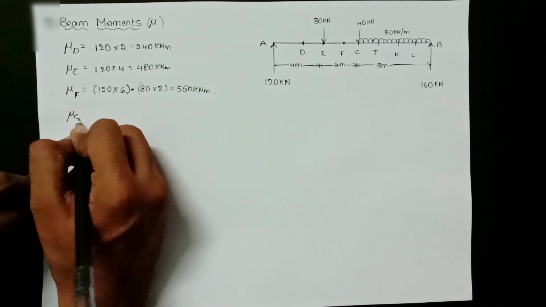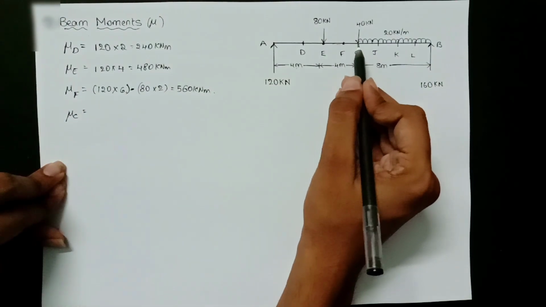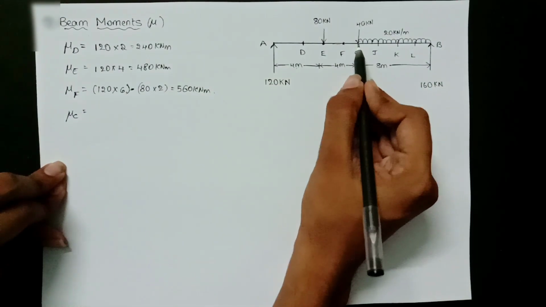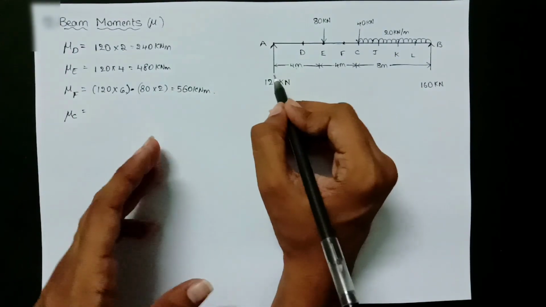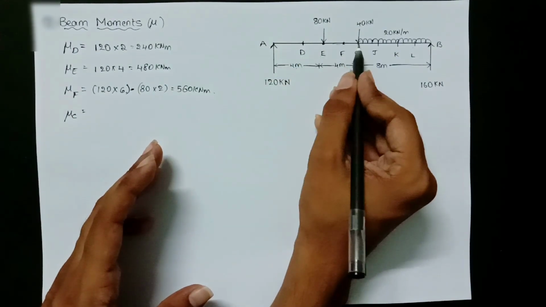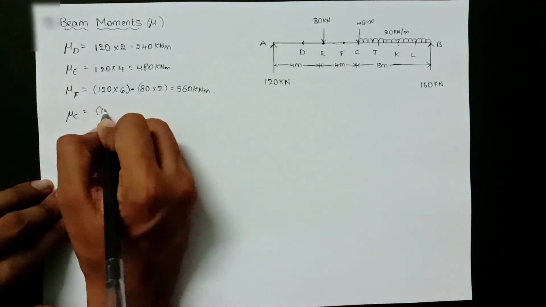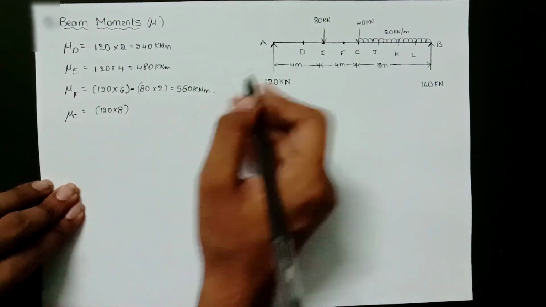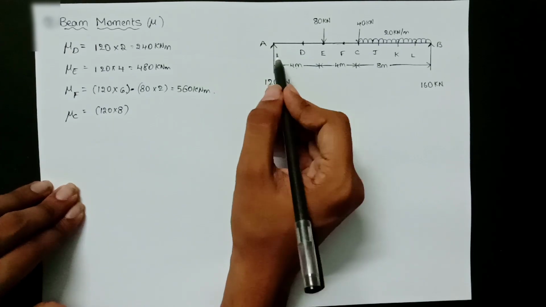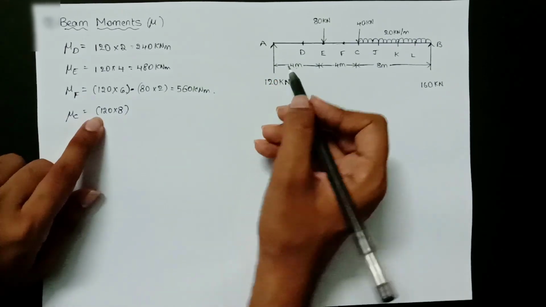Now again mu C. If I take the moment about this point, again starting from the left side, 120 into the perpendicular distance 4 plus 4, 8. So 120 into 8. This reaction is moving the beam in upward direction. It is a sagging moment, so positive.